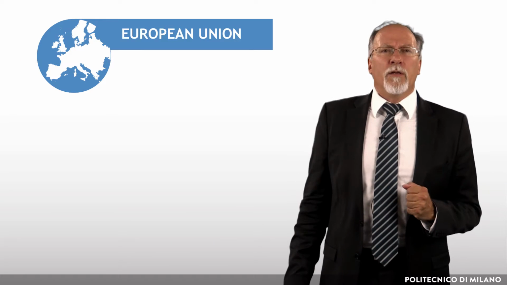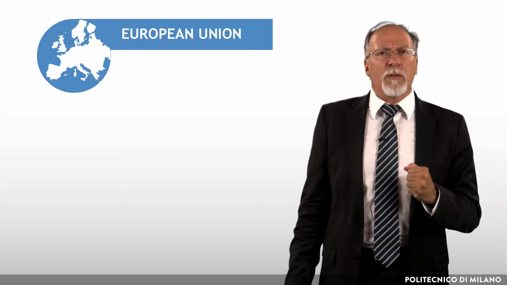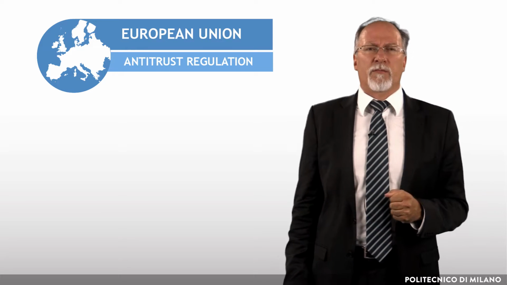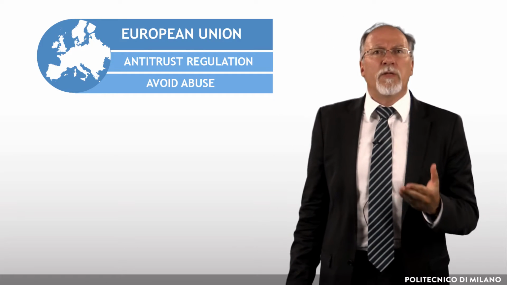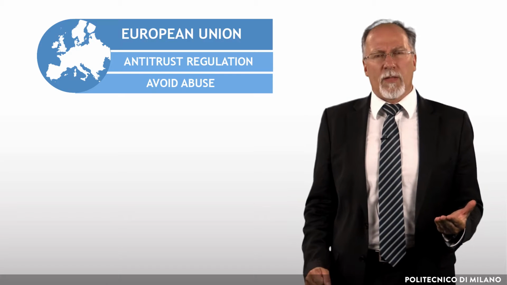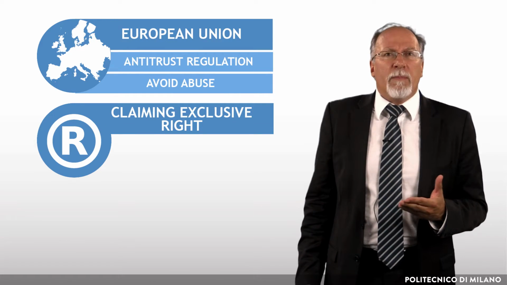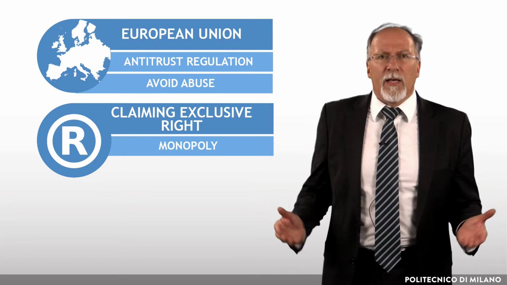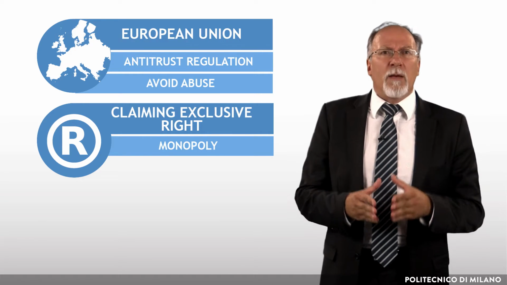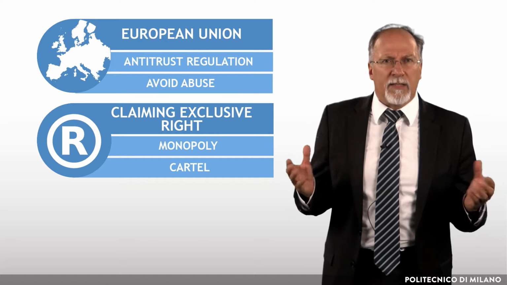In the European Union, all the tech transfer and license agreements are subject to the antitrust regulation in order to avoid the risk of abuse of dominant position. In fact, an IP right claiming exclusive right may be easily considered as a monopoly, and any agreement related to it may be considered a cartel.